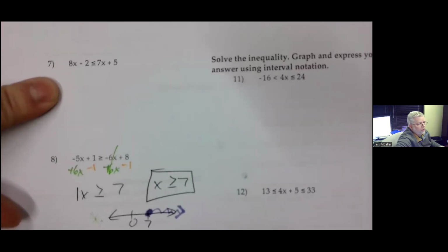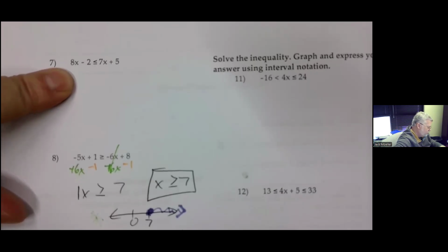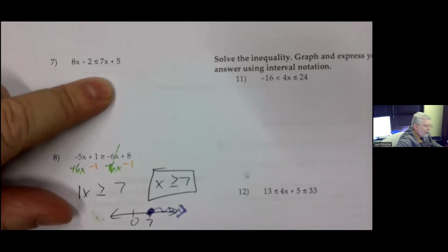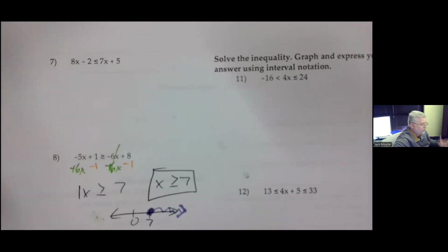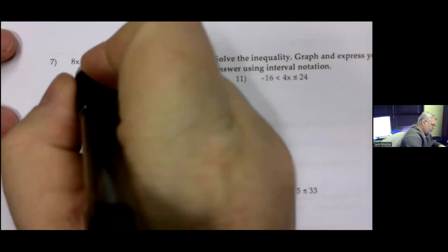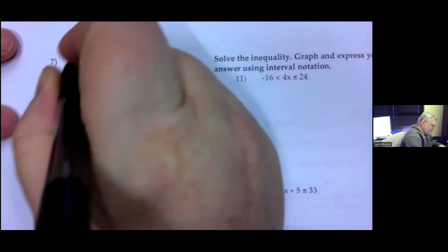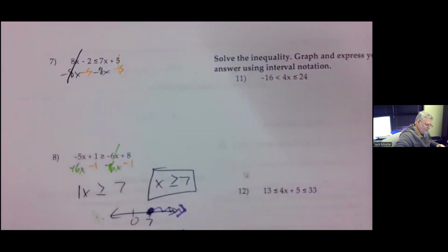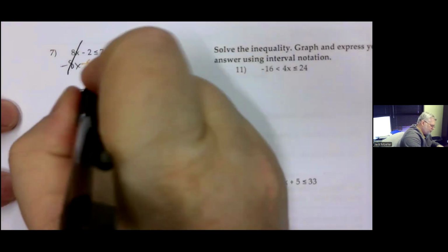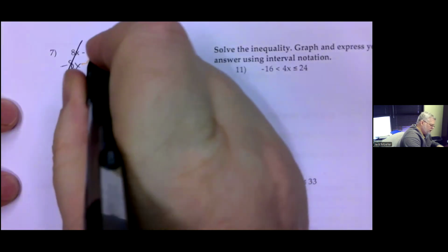Now I want to back up and do number 7, but I want to get the variable on the right, because that'll show you a couple different things. So if we're going to get the variable to the right side, we're going to subtract 8x from both sides. And at the same time, since I'm getting the variable to the right, I'm going to get the 5 to the left. So now we have -7 is less than or equal to 7 minus 8, which is -1x.